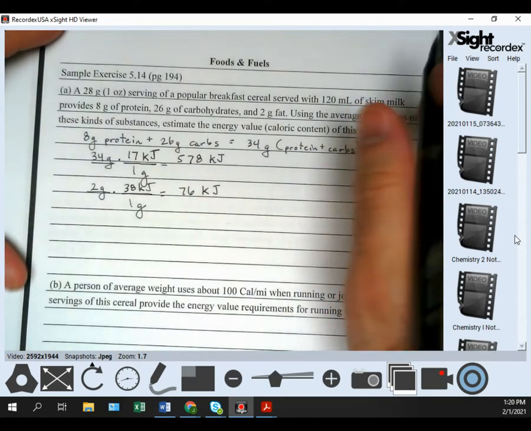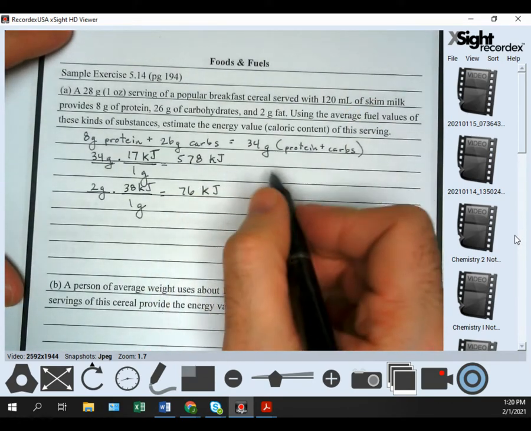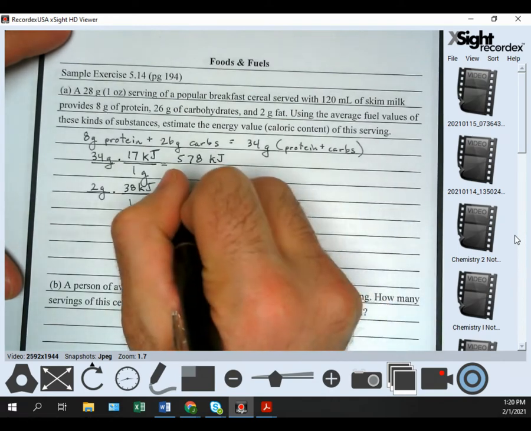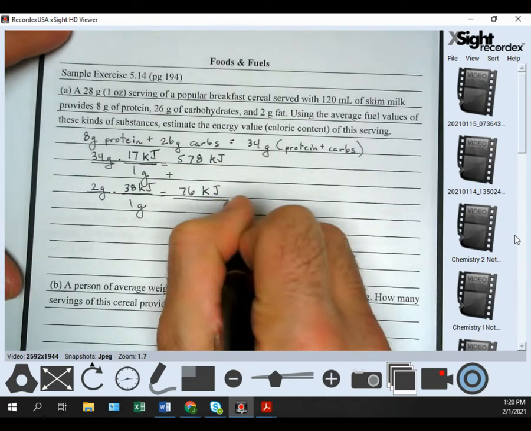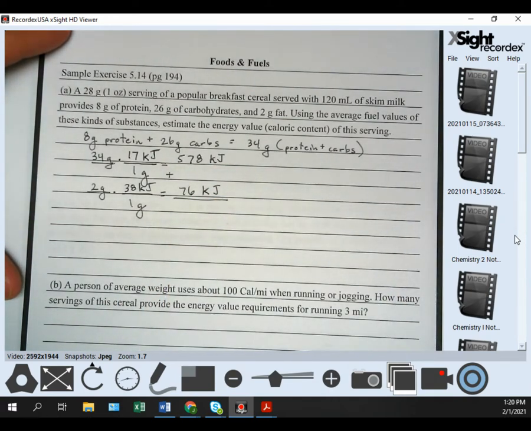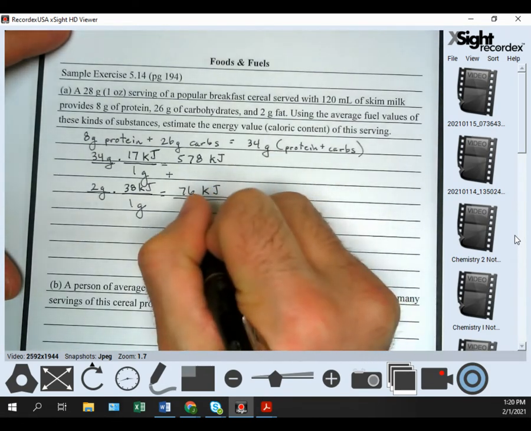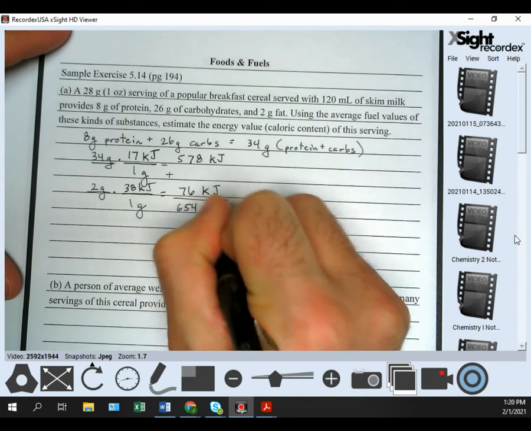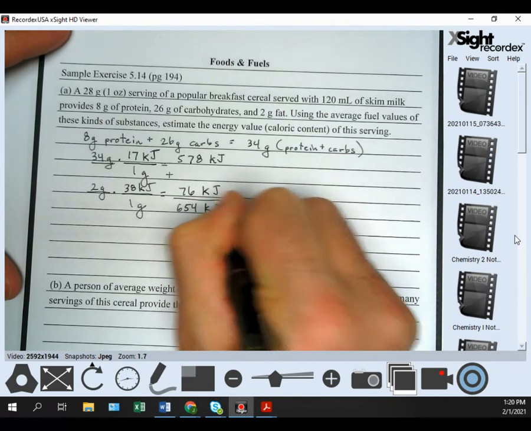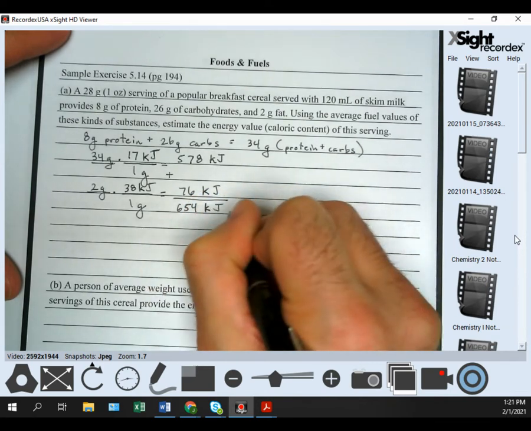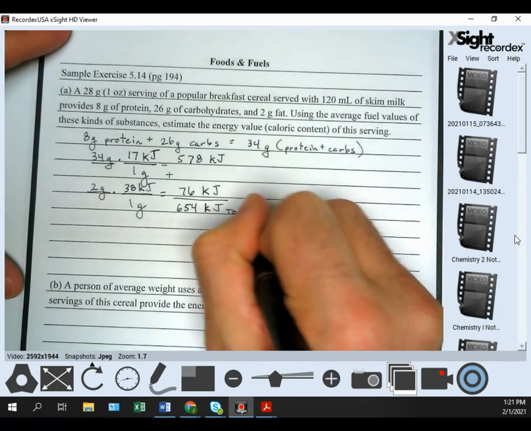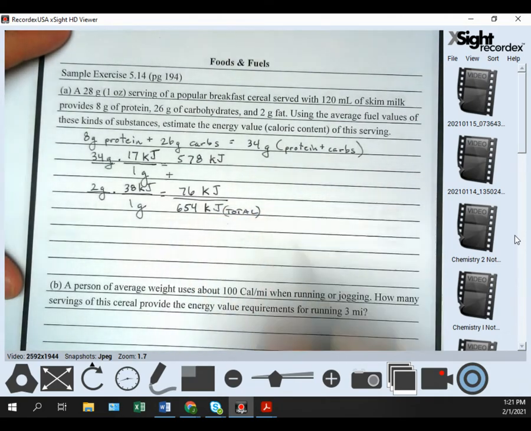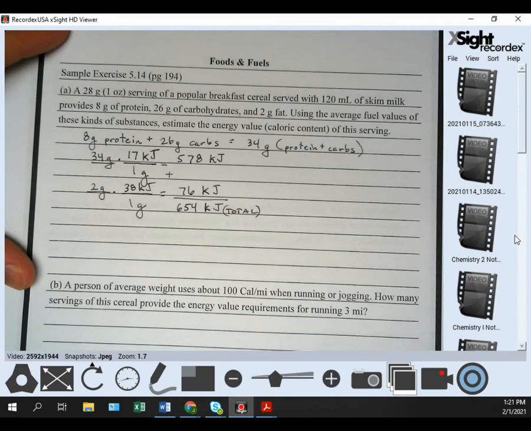All right, now the total. So to get the total, I'm just going to add these together. And I get a total of 654. All right. Everybody okay so far?